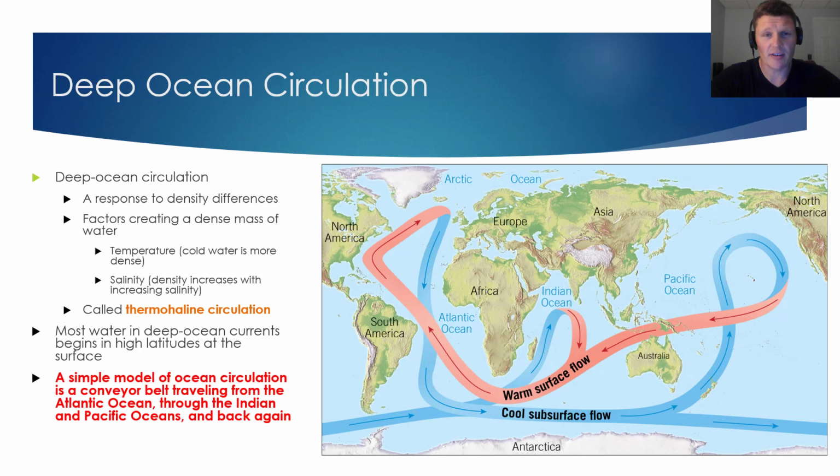I'll now turn my attention to deep ocean circulation. Deep ocean circulation is a response to density differences among water masses. Denser water masses sink and spread out beneath the ocean surface.